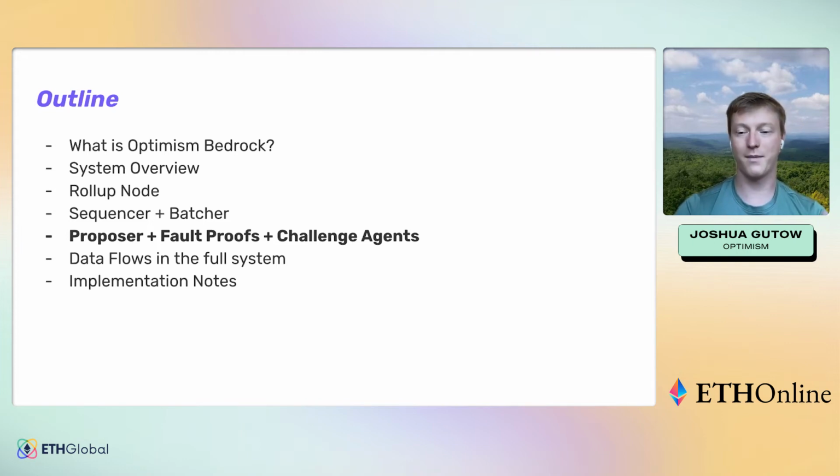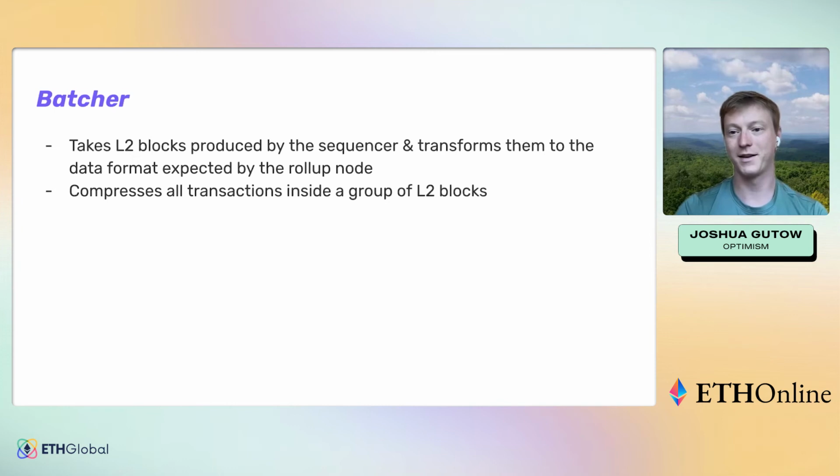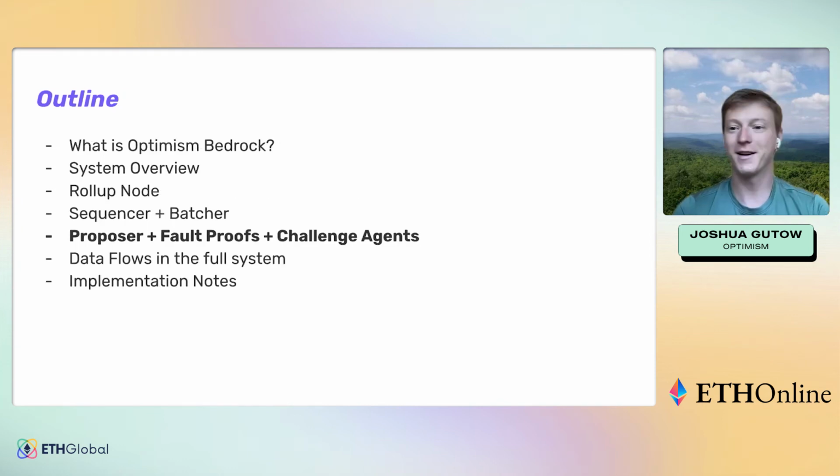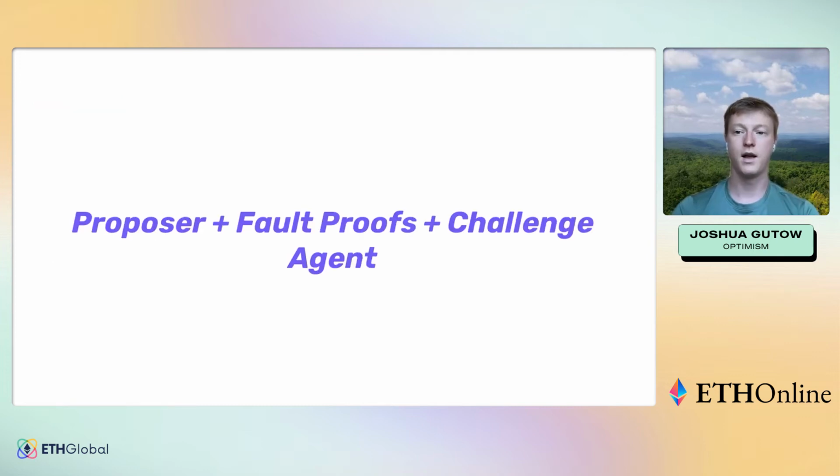And then having that be so easy is basically like small modular architecture. That's a theme here. So now the proposer, fault proofs, and challenge agents. This is a group of kind of three, which will be at least 3 different code bases and a couple different agents. But what's here is everything that's required to enable withdrawals.